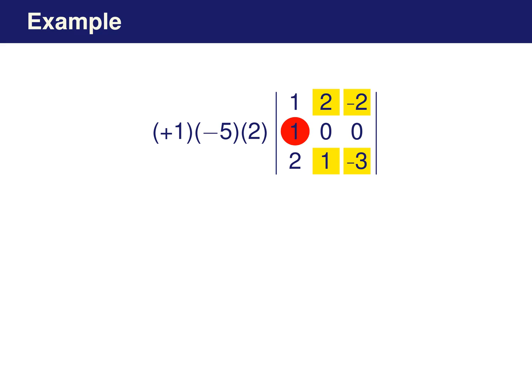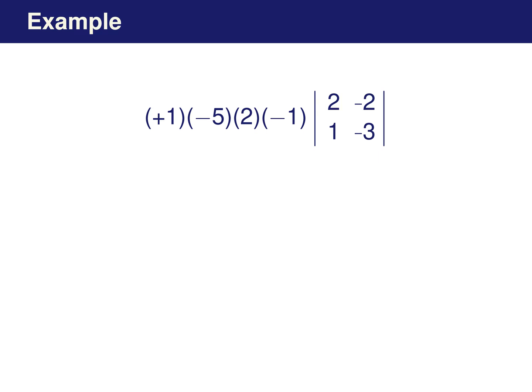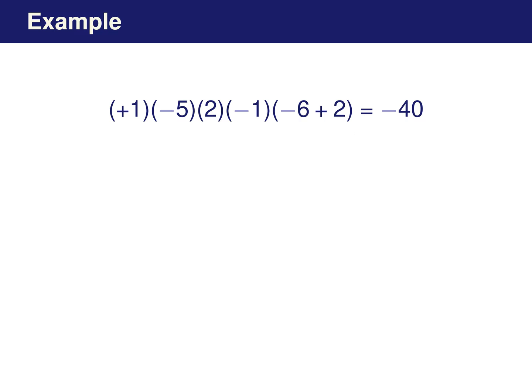Take 1 as the coefficient for cofactor expansion. The minor is the remaining 2x2 matrix. The 1 is in the second column of the first row, and since 2 plus 1 is odd, we need to negate the coefficient. This leaves us with a 2x2 determinant. The easiest thing to do is apply the 2x2 mnemonic. The product gives us a determinant of minus 40.